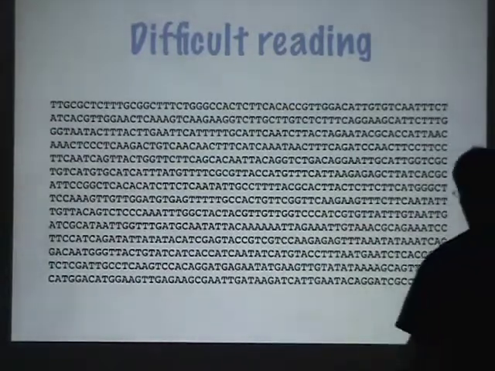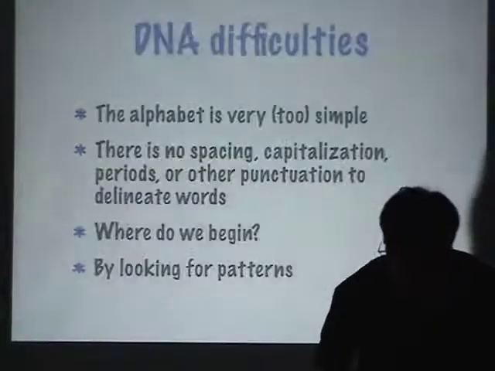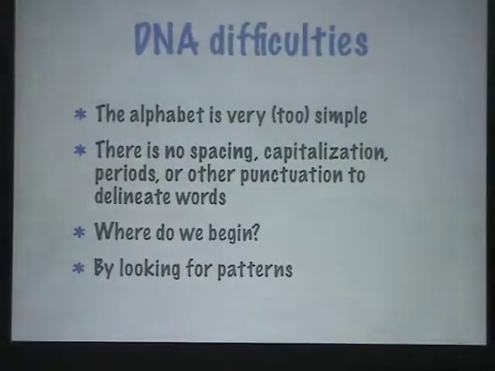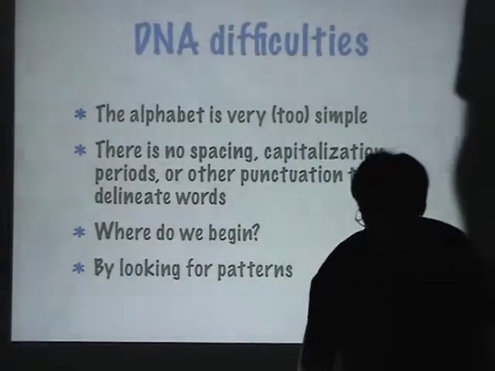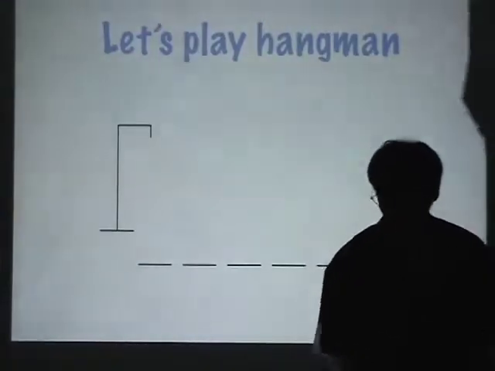So some of the problems with this are that the alphabet is so simple that one letter doesn't tell us anything. We have to take a collection of letters before we get anywhere. There's no spacing, capitalization, or punctuation of any kind. So where are we going to begin in our dissection of the patterns here?